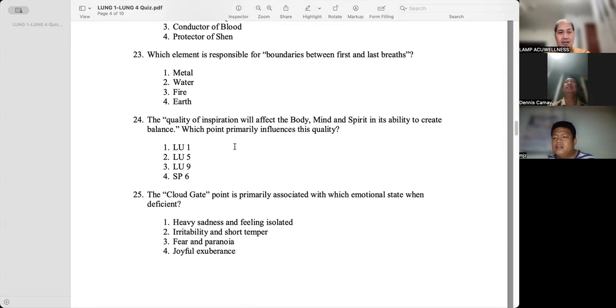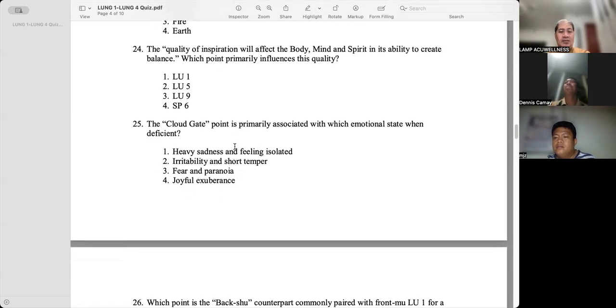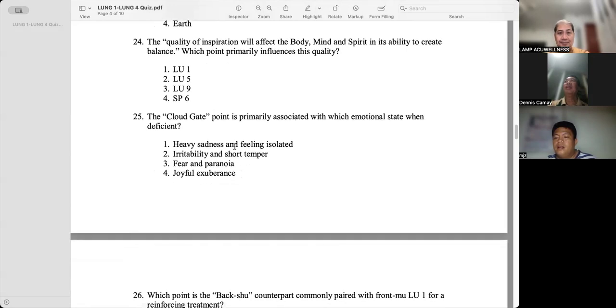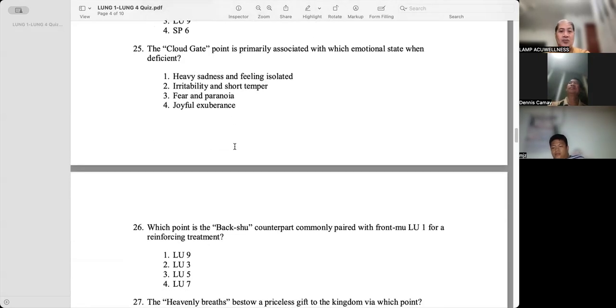Metal. The quality of inspiration will affect the body, mind, and spirit in its ability to create balance. Which point primarily influences this quality? Lung 1. The cloud gate point is primarily associated with which emotional state when deficient? Heavy sadness and feeling isolated.